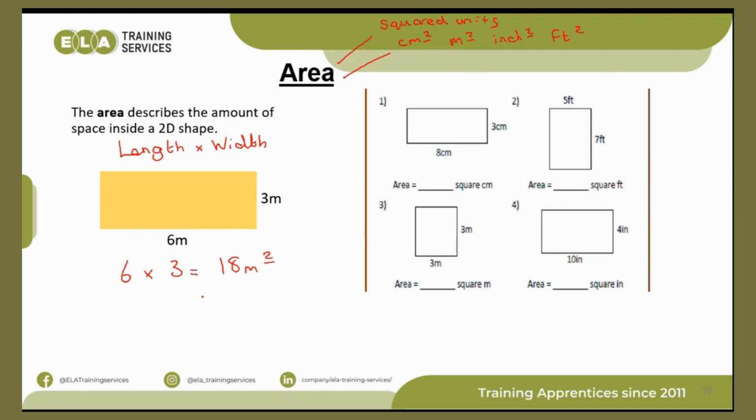Okay, now, just before we start looking at problem questions, let's have a look at calculating the area of these 4 shapes. So we're going to do 8 times 3, which is 24, so 24 centimetres squared. We're then going to do 5 times 7, 35 feet squared. Then we've got a square, so we're going to do 3 times 3, which is 9 metres squared, and then our last one, 10 times 4, which is 40 inches squared. And that is how we calculate area.